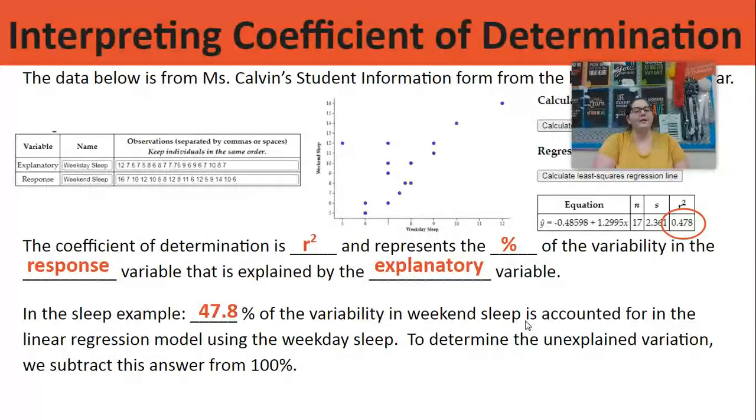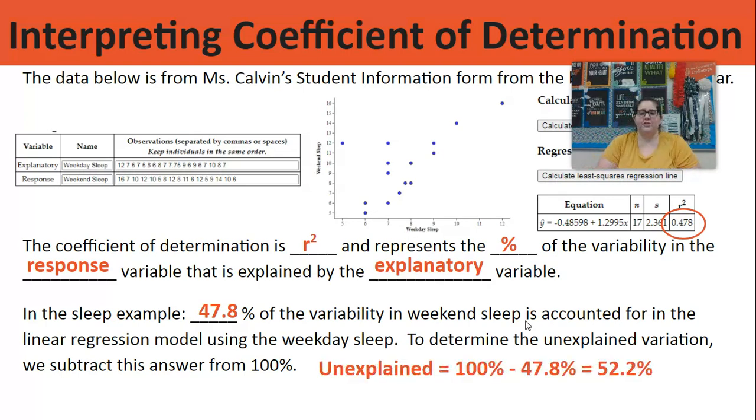Our R squared was 0.478, times 100 to turn that into a percent, which means that about 47.8% of the variability, or the change, in the weekend sleep is accounted for or explained by our linear regression model using weekday sleep. In other words, about 47.8% of the change we're seeing in weekend sleep is explained by how much weekday sleep you get. The other percent that is left is the unexplained variation. If we subtract from 100%, that's 52.2%.